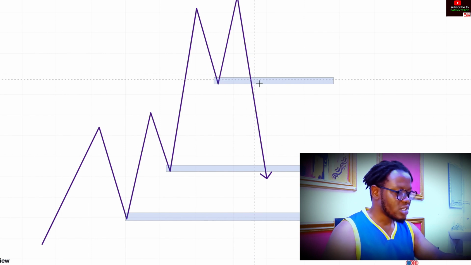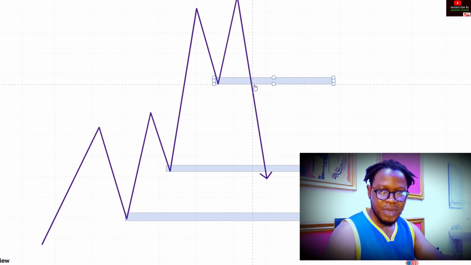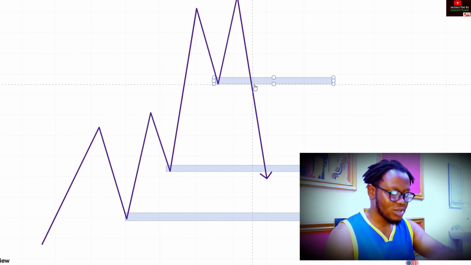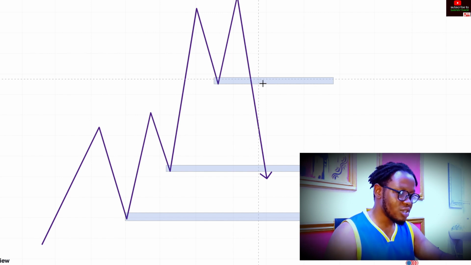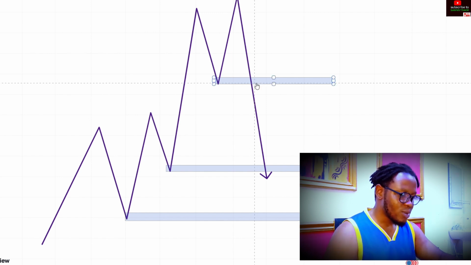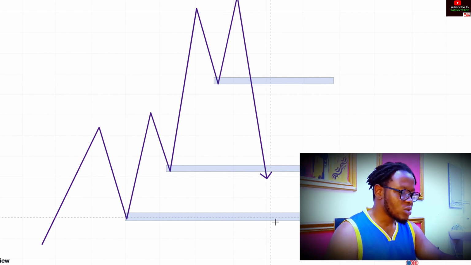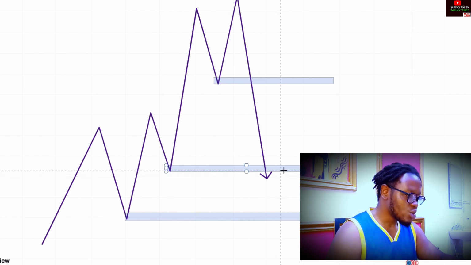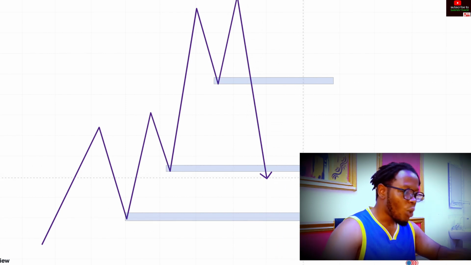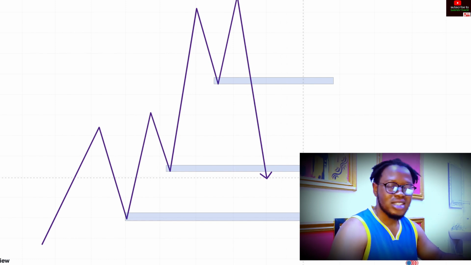Price might come to this first demand zone and not respect it. That's why I say you have to check out for change of character before you trade. Price can disregard this one and come to this extreme demand zone. Price can even respect this first one. So you never ever want to know or predict what the market is about to do. You only react to the market.